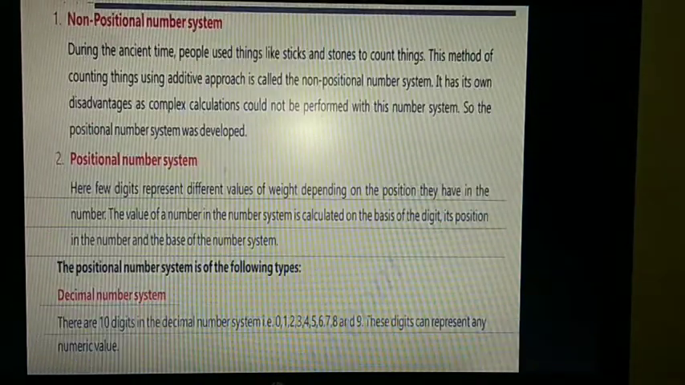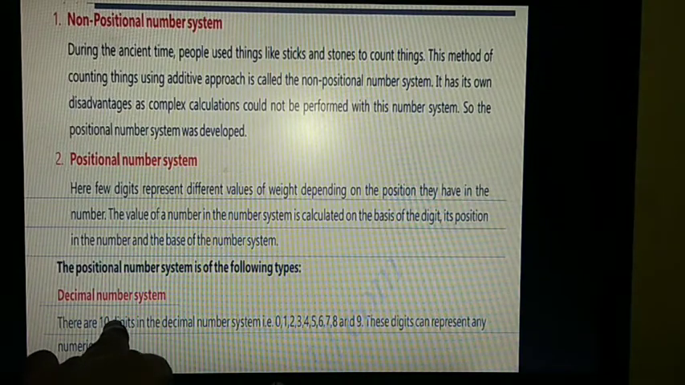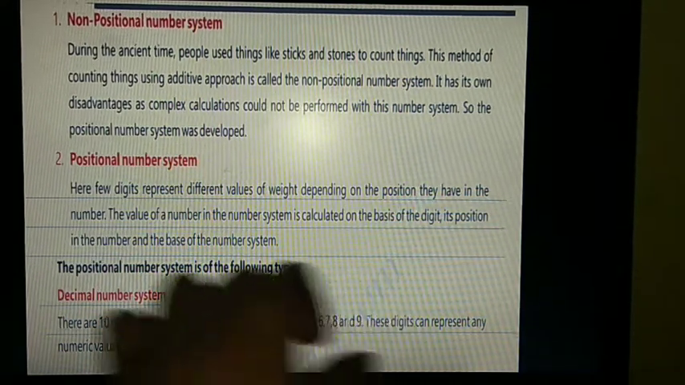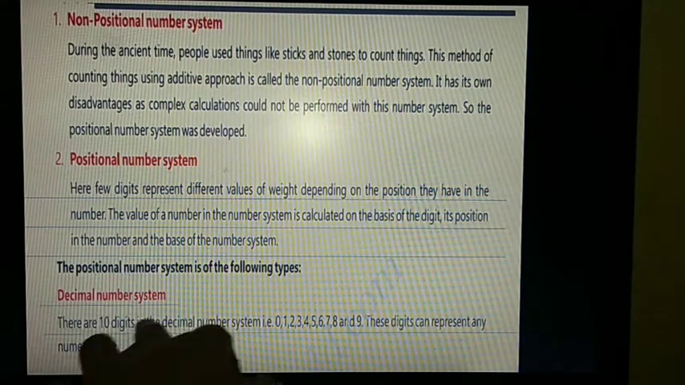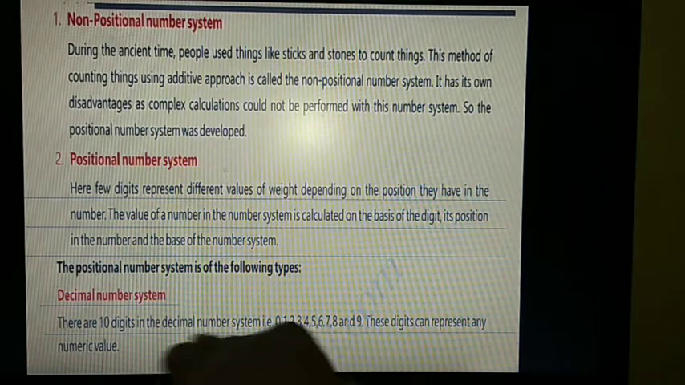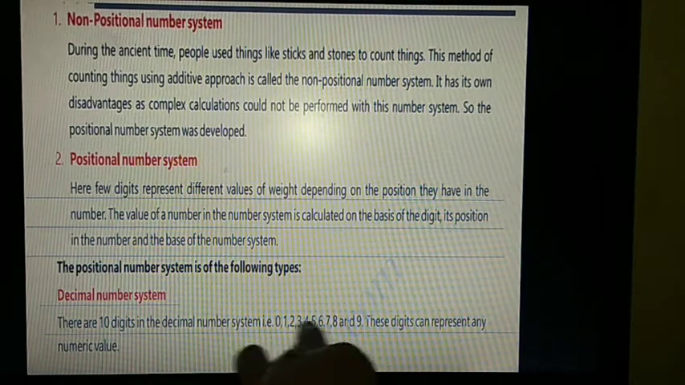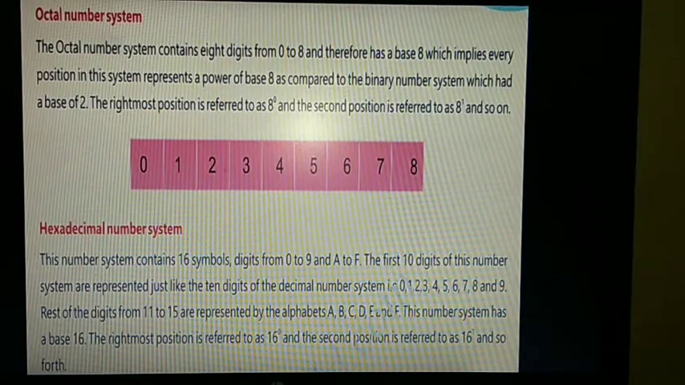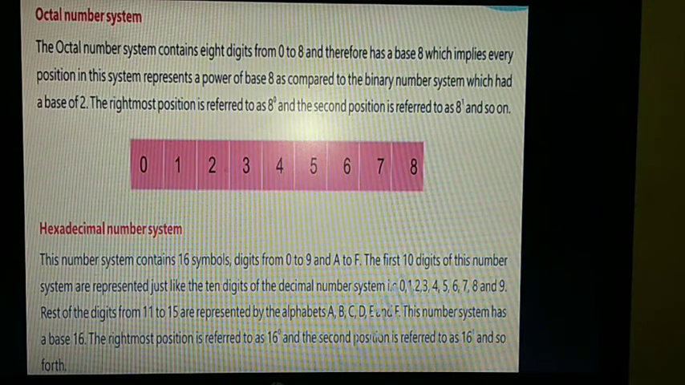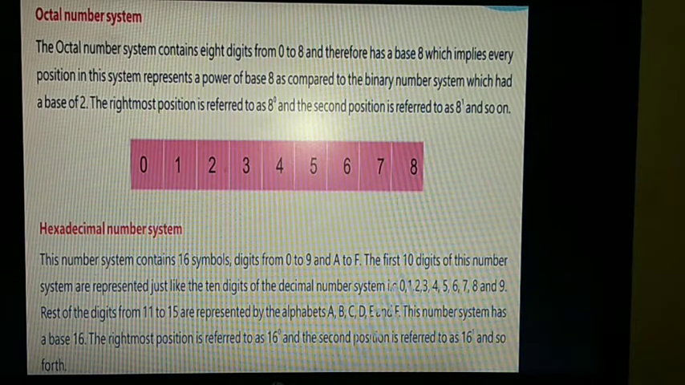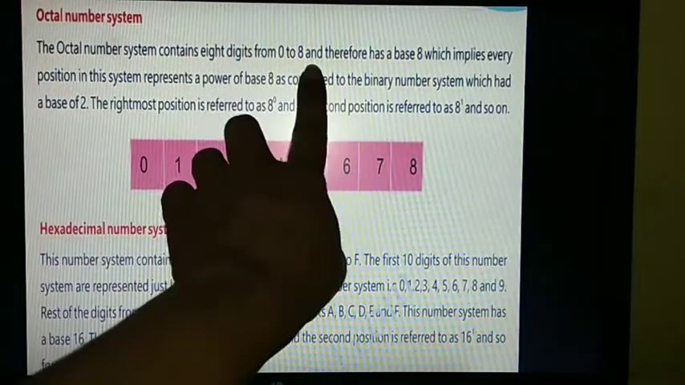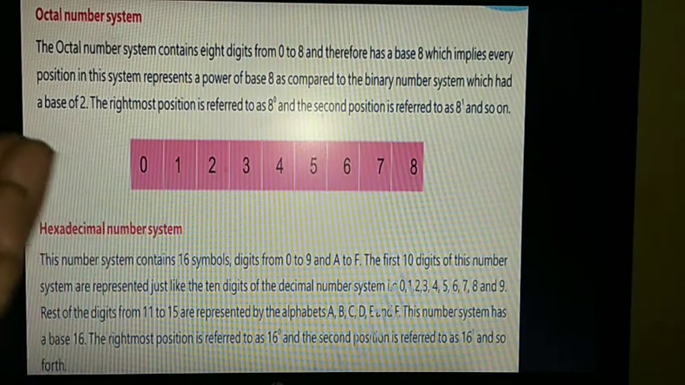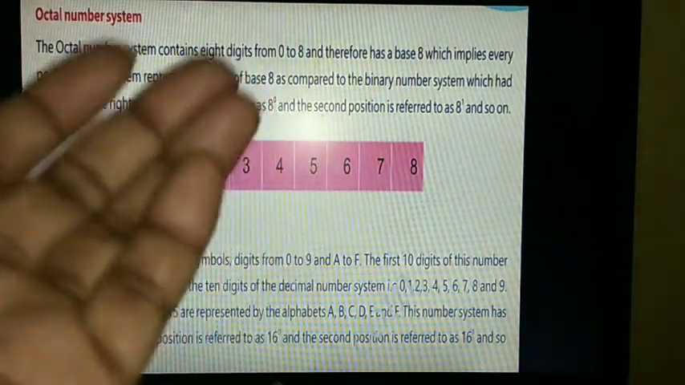Just like in decimal, the total number of digits is 10, but it ranges from 0 to 9, since 0 is counted. Similarly in the octal number system, the total number of digits is 8 and the range is actually from 0 to 7. Here there is a printing mistake, and in your textbook also it may be a printing mistake. Please change it to 0 to 7.